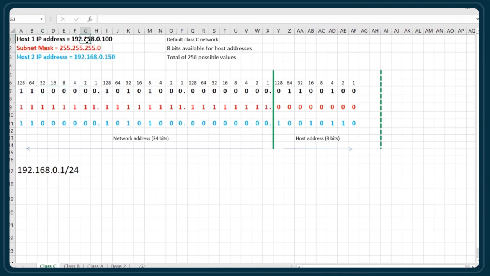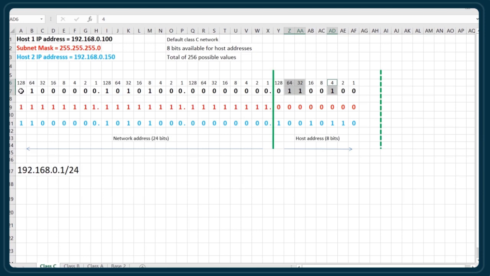168 is the next value. That is 128 plus 32 plus 8. 128 plus 32 is 160. 8 more is 168. The other bits are all off. 0 is very easy in binary. All of the bits are off. 100 is 64 plus 32, which is 96. So those are on. We need 4 more. That's 100. The other bits are off.